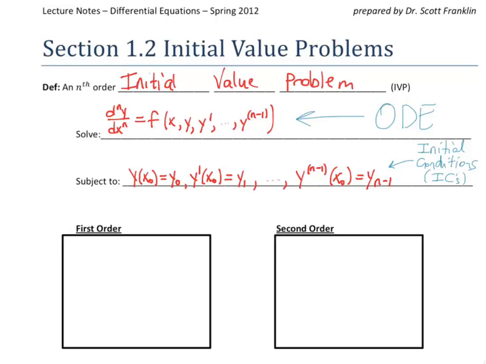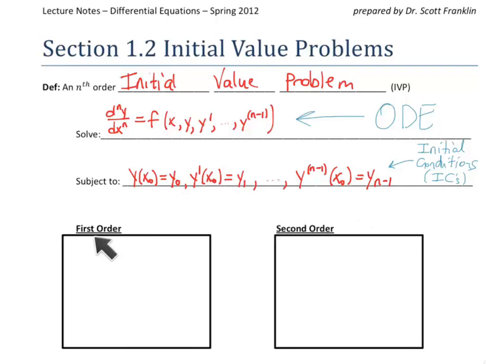In many cases, that x naught is going to be 0, which would make sense if you're thinking in terms of your independent variable, say in terms of time. Then x naught equals 0 would mean at the start point, when time equals 0. But in other applications, it may make sense to start from a different initial point. But in every case, we're going to start from the same point in each of our constraints.